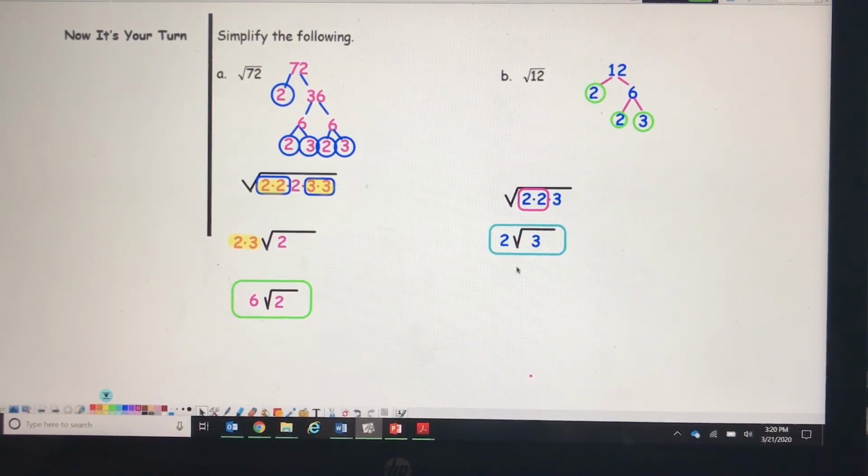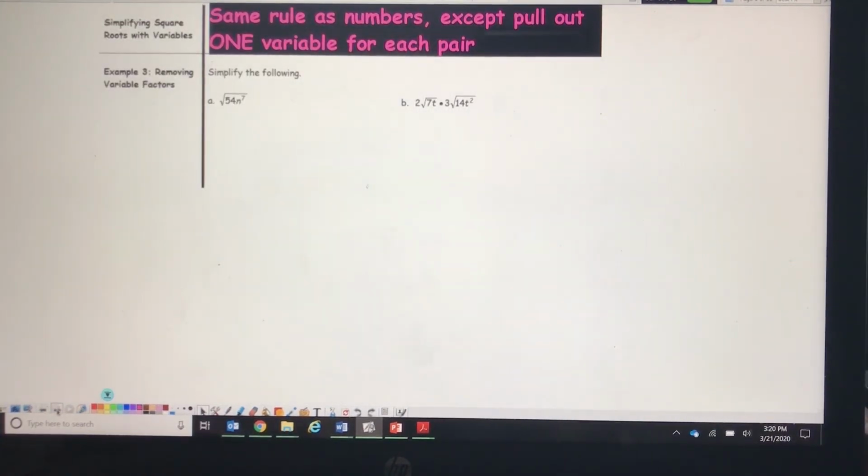I hope you're getting a hang of this as we go through it. What happens, however, when I introduce variables into my formula? The rules for simplifying with variables are the same as for numbers, except you don't need to do a factor tree. We would just write out each number however many times it's there, and I pull out one variable for each pair of variables. Let's see what that looks like for this.